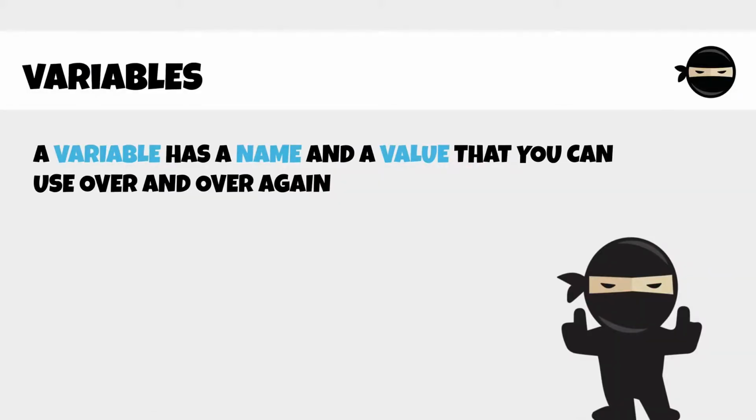So, a variable has a name and a value that you can use over and over again. Let's go to Scratch so I can show you an example.